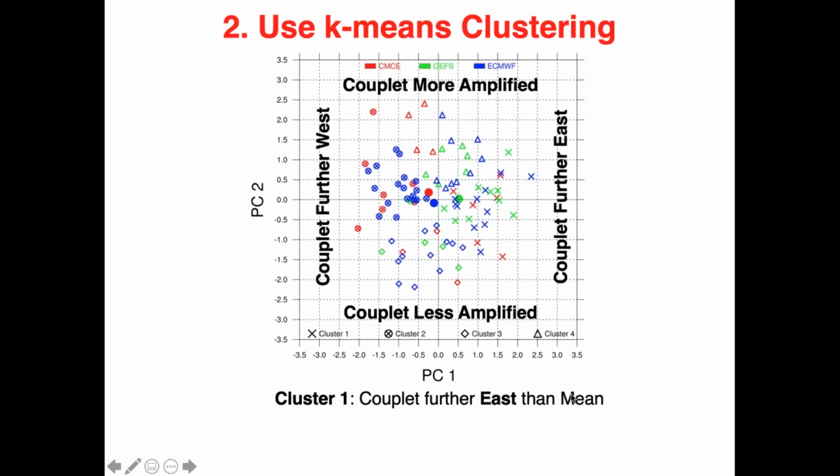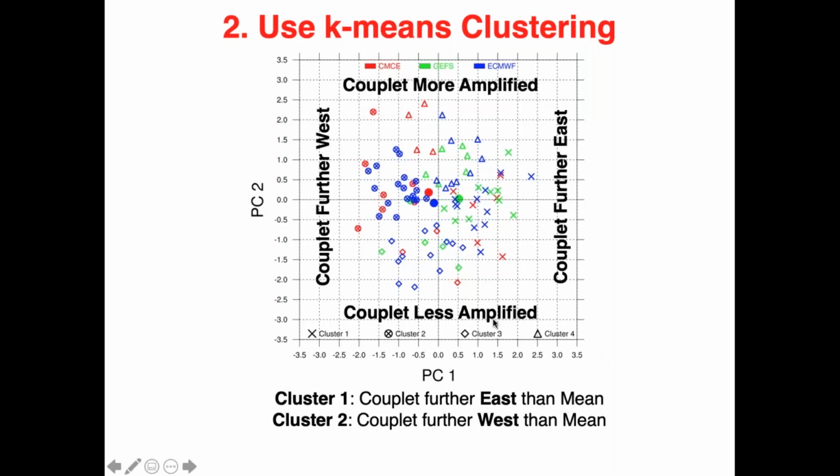So looking at cluster 2, which is the circles with the X's in them, they're over in this part of the phase space. So the main thing they have in common is that their principal component for EOF1 is negative. So basically the reverse of that. Cluster 2, the physical interpretation is that it has the trough ridge couplet further west than the ensemble mean.